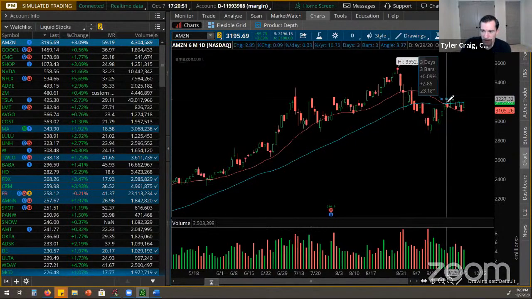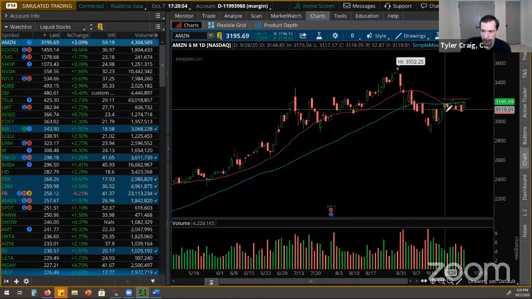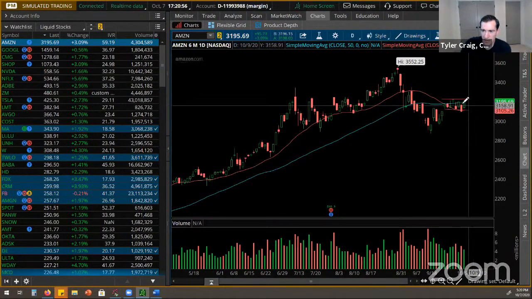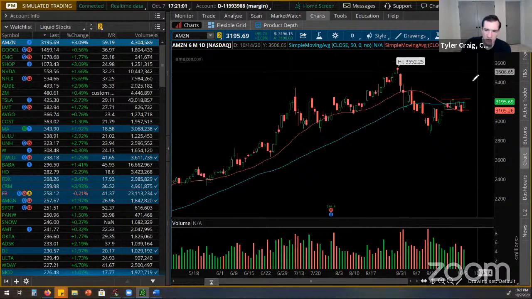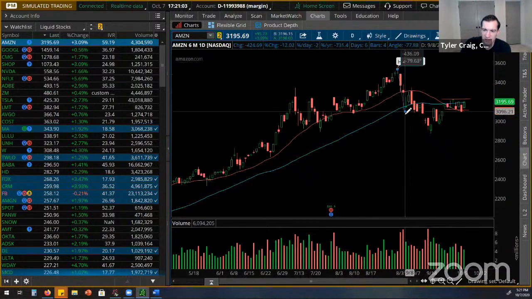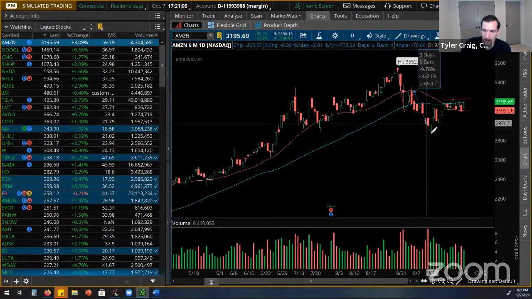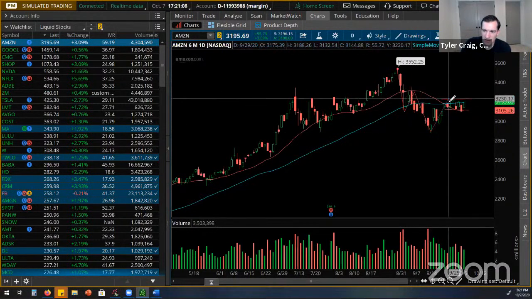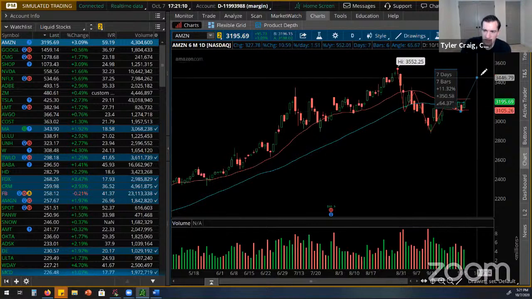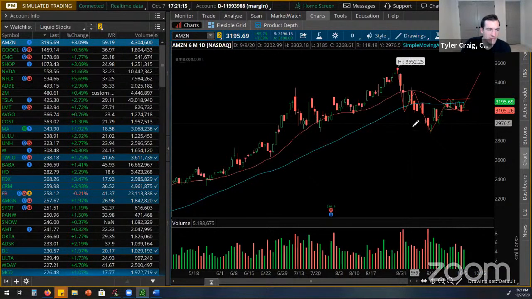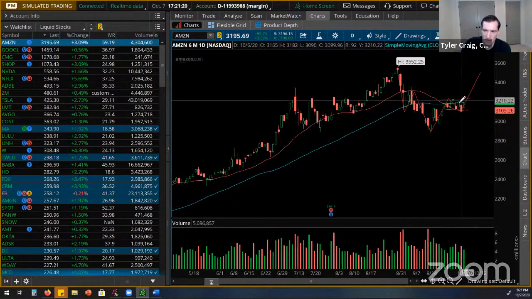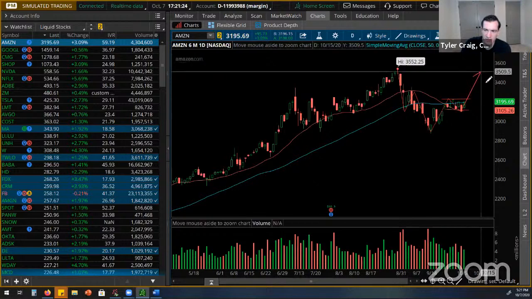This to me looks like a nice little base. And I feel like if it takes out resistance, it could run back up towards its highs. In fact, if you squint, it almost looks like, what is that type of pattern there? Left shoulder, head, right shoulder. If it can break resistance, maybe I've got a nice little breakout here.